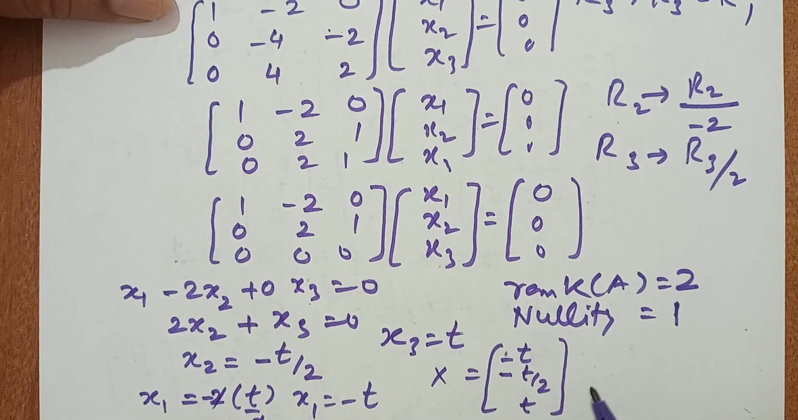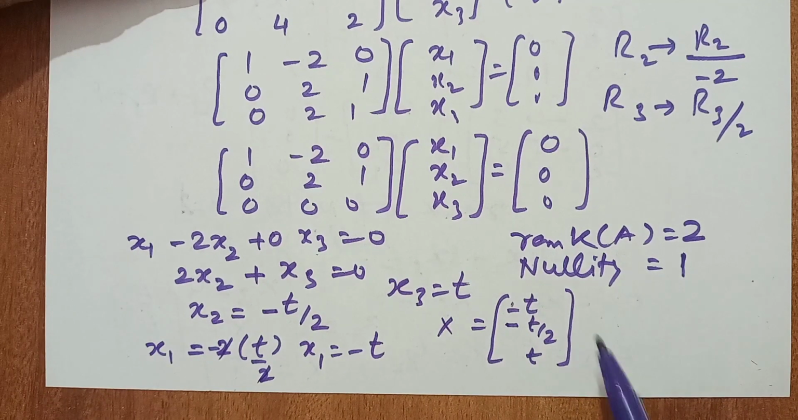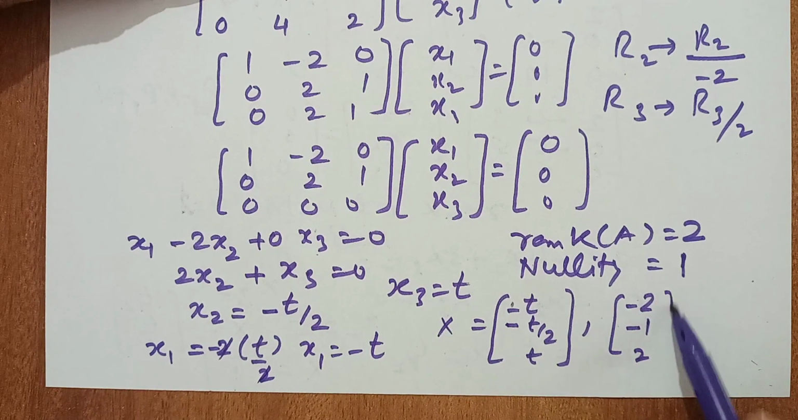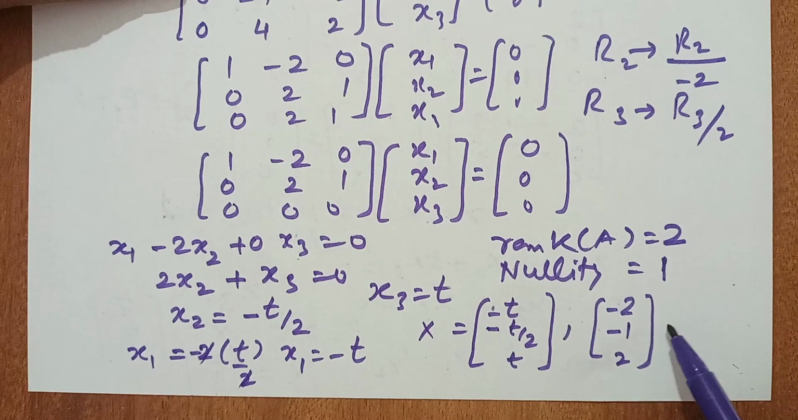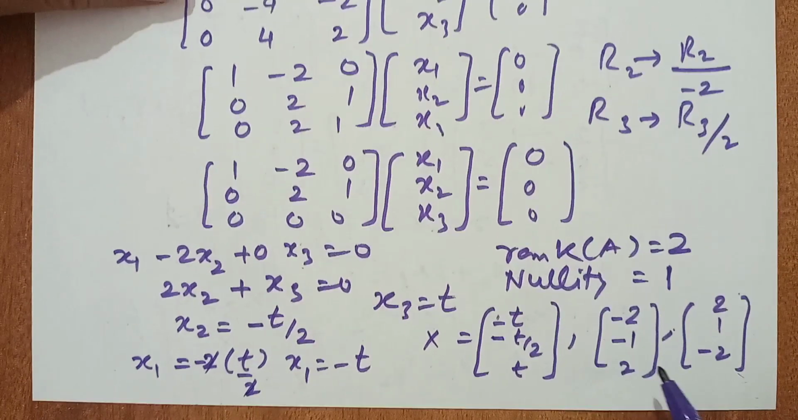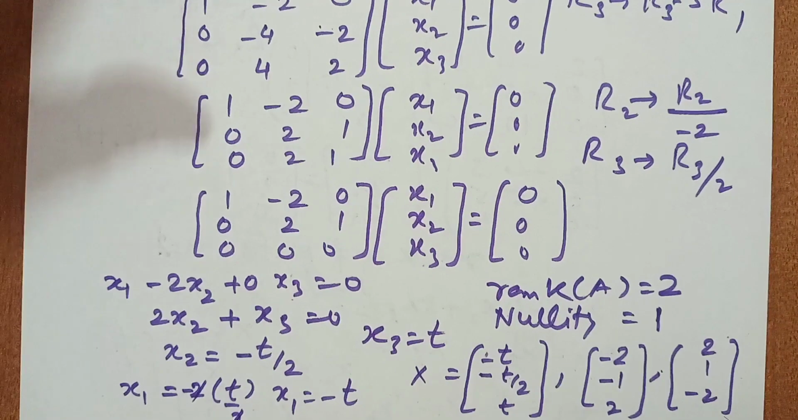So for the simplest value we take t is equal to 2. For t equal to 2, this is minus 2, minus 1 and 2. Since the ratio is the same, this can also be written as 2, 1, minus 2. So these are the answer, meaning this is the second eigenvector.